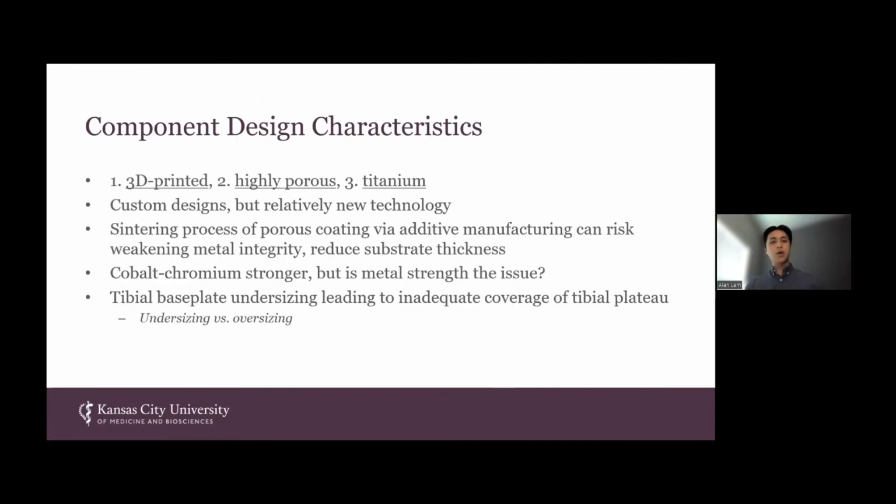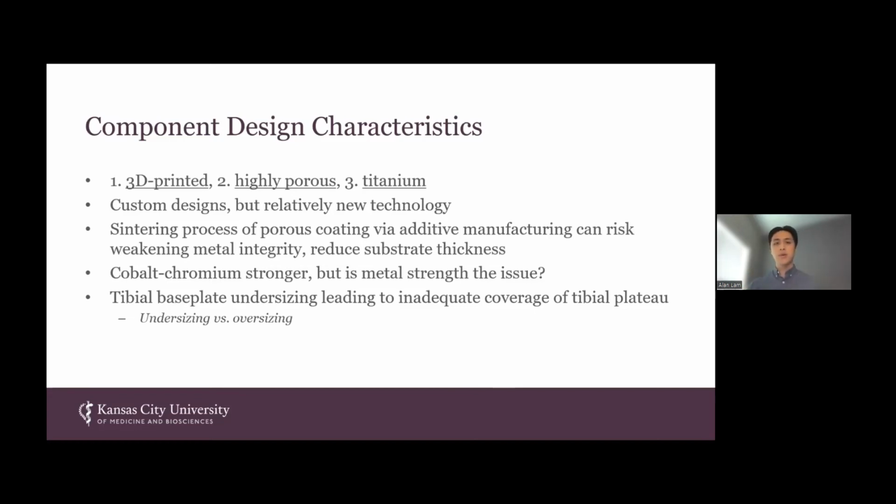Lastly, I just wanted to go over how some of the component design aspects could have caused this fatigue fracture of the tibial component we saw in a knee replacement. I wanted to highlight what first made this design special. One, it was 3D printed. Two, highly porous. Three, made out of titanium instead of the cobalt chrome status quo.